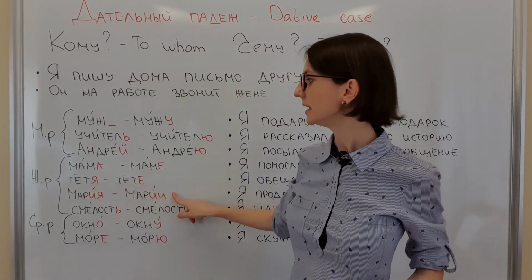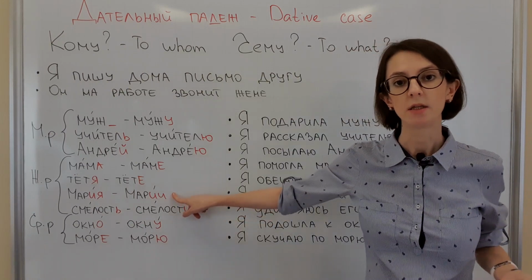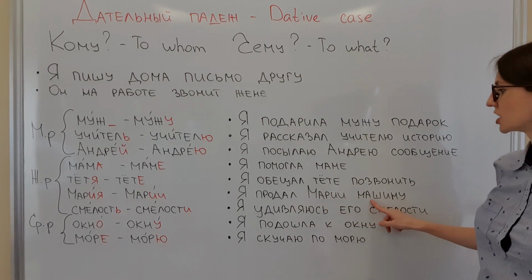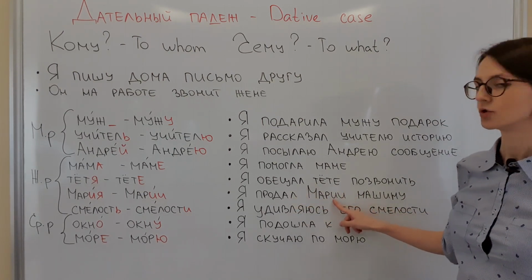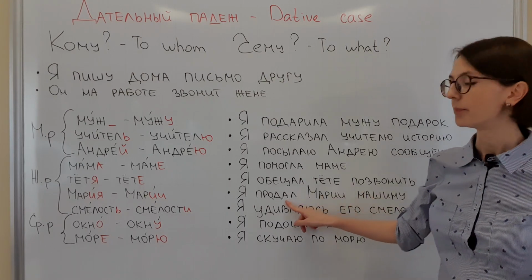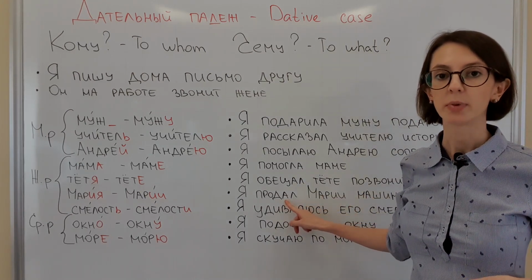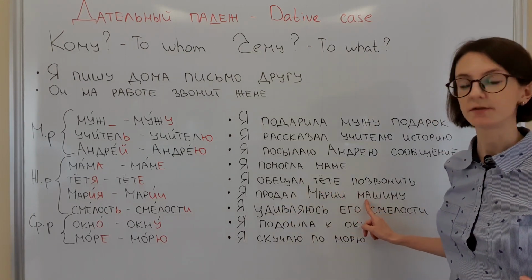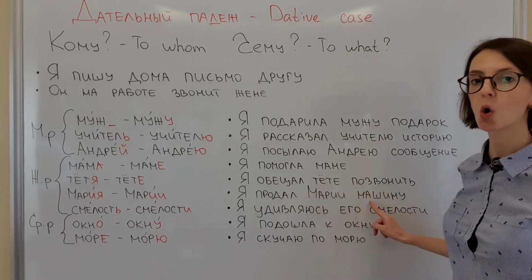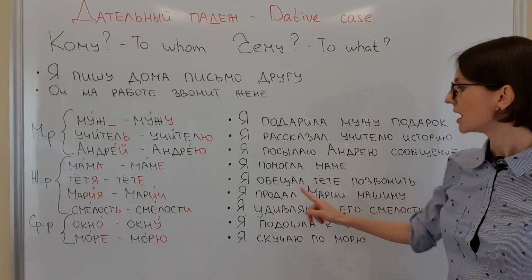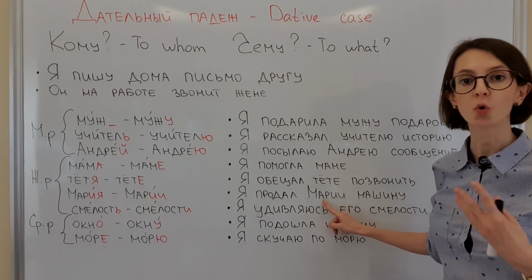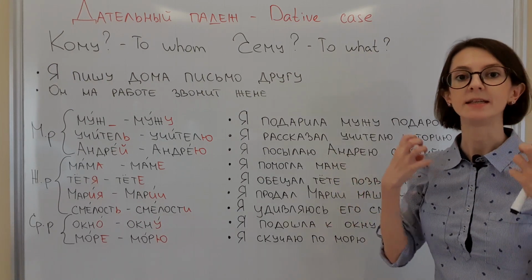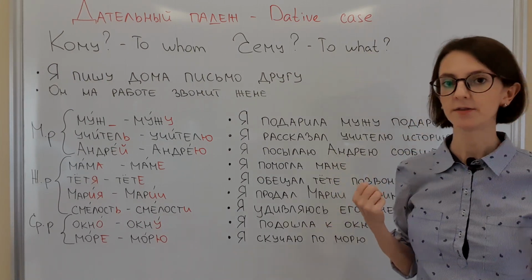Мария, Марии. This is a common feminine name. Я продал Марии машину. I sold Maria a car. Продавать, продать plus recipient, dative case. Object, accusative case. So, я продал что? Машину, accusative case. Я продал кому? To whom? Dative case. So, again, here they receive our actions. They receive something from us.